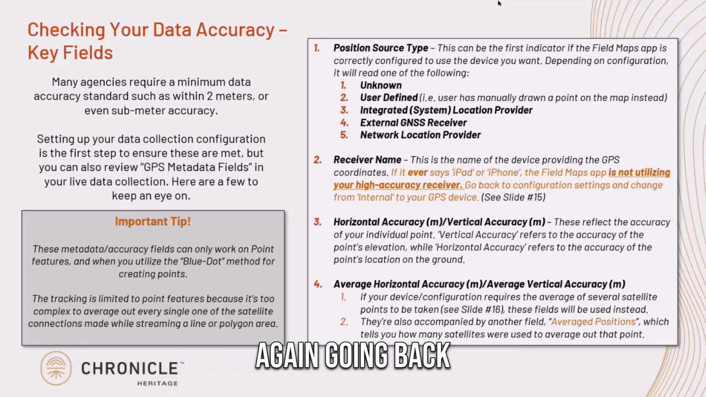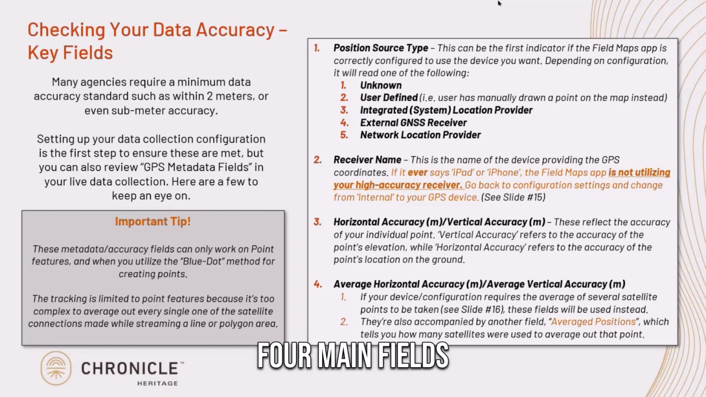Again, going back to our configuration settings, you can set a requirement for how many satellites you must have before it takes a point. And by looking at this averaged positions field, you can see if that requirement is being met. Say you're like, hey, I don't want you to average a point with anything less than 5 satellites. You could see if it is taking 5 or if it's 6, 7, 8 to get a better confidence in what your accuracy is from that GPS averaging system.